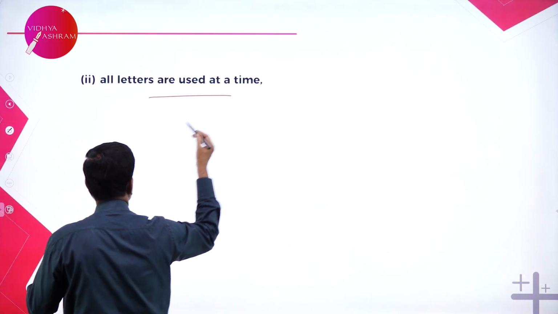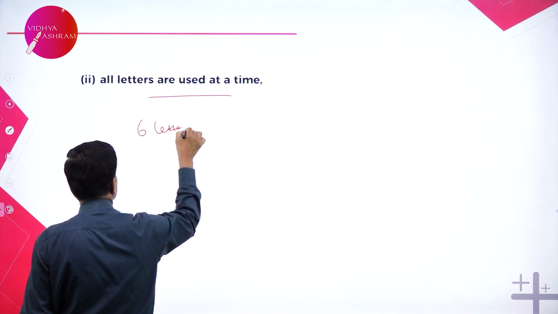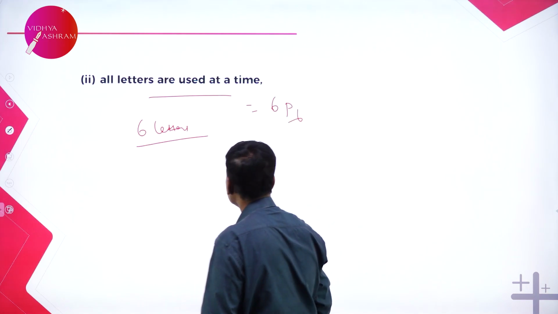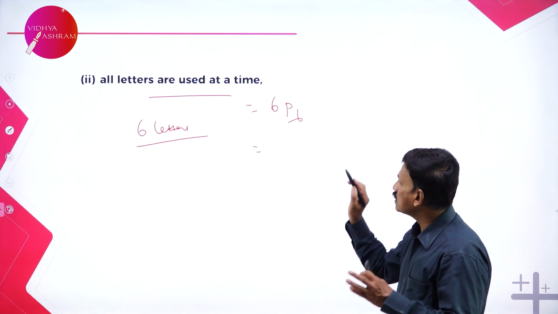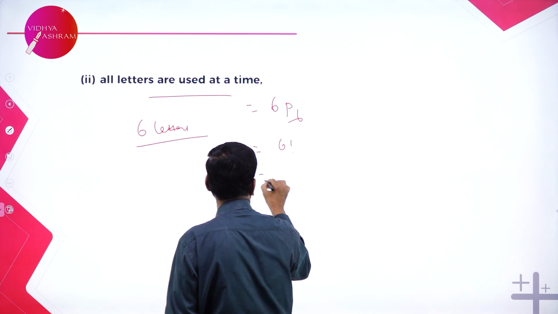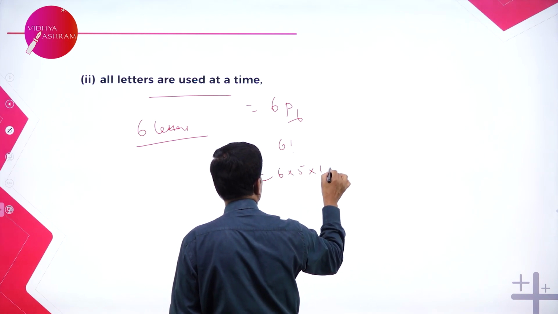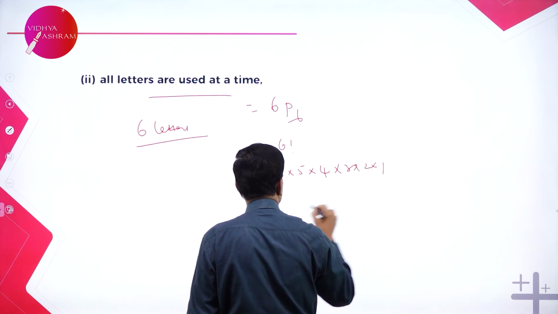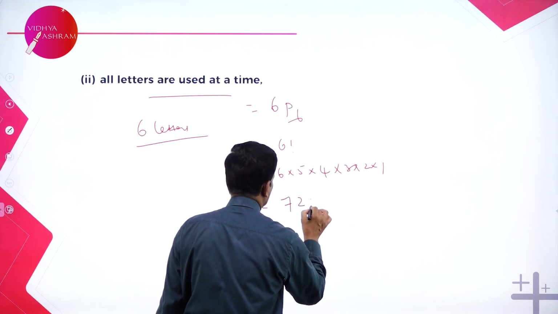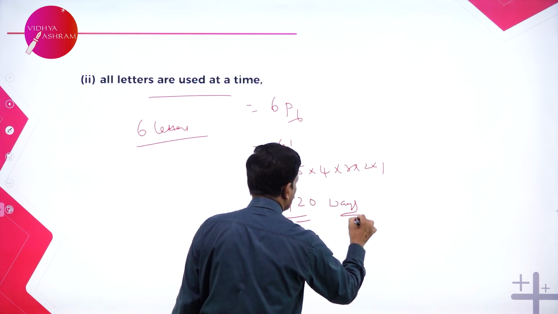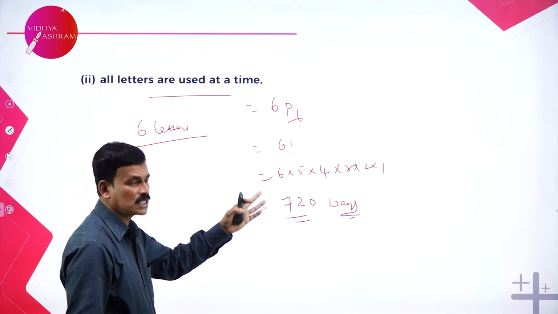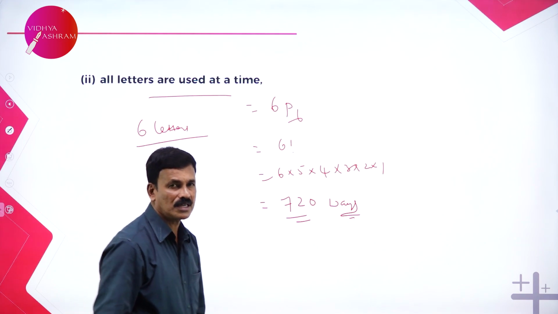All the letters are used. Since there are 6 letters, all the 6 letters can be used in 6p6 ways. So 6p6 is nothing but 6 factorial. What is 6 factorial? 6 into 5 into 4 into 3 into 2 into 1. You know the factorial of 6 is 720. 720 ways we can arrange all the 6 letters. So all the letters used at a time means 6p6 ways, that is nothing but 6 factorial, equal to 720 ways.